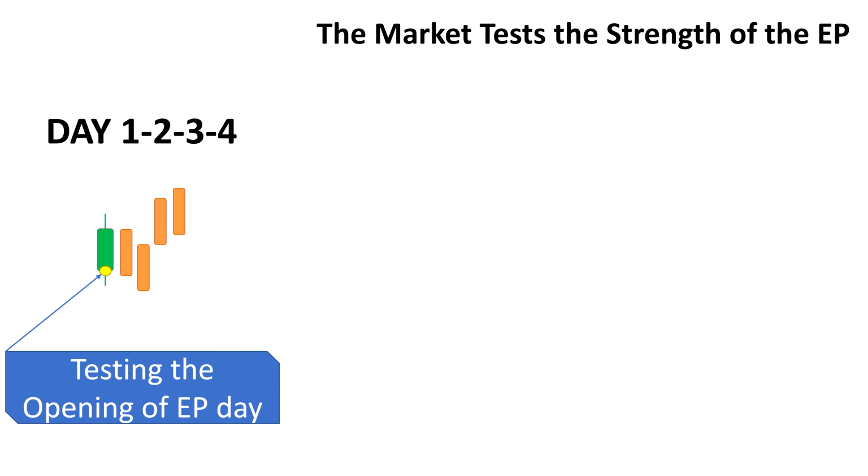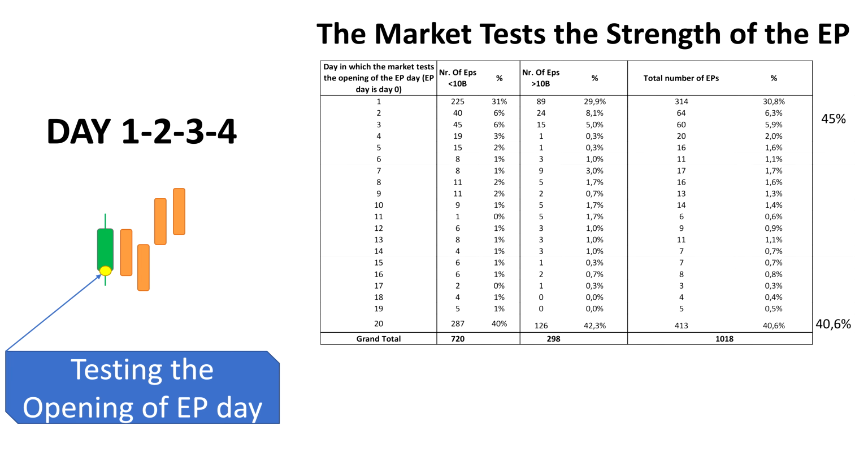Next point where a couple of interesting things were happening was day 1, 2, 3, 4. This is where I call them the days where the market tests the strength of the EP. I came up with this idea based on the statistics from what I was collecting. I was trying to see when the market is testing the opening of EP day. So this is the level of opening of the EP. In this case, the first time the stock tests this is day 1.